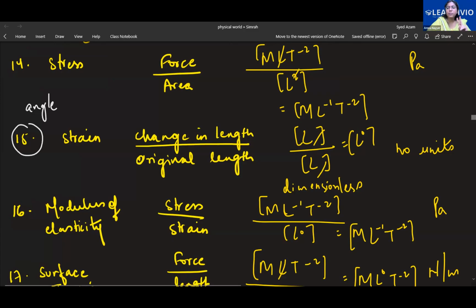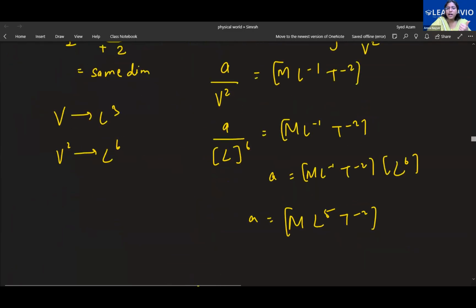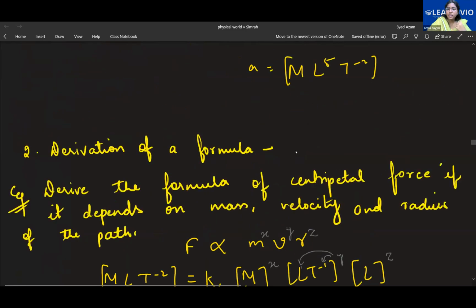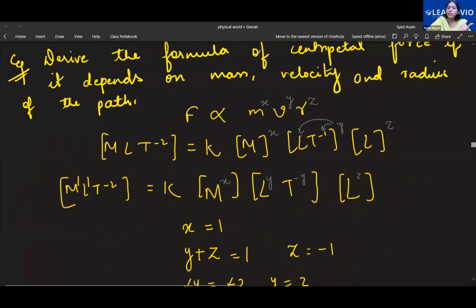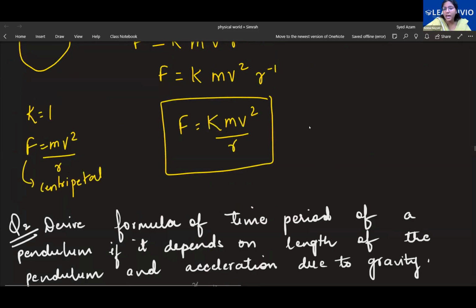Second part was the derivation of a formula. Means you had to check, is the formula correct or not? Sometimes the whole formula will be given to you, like F is equal to K mv square by R. Check the consistency of this formula. It means the same thing.